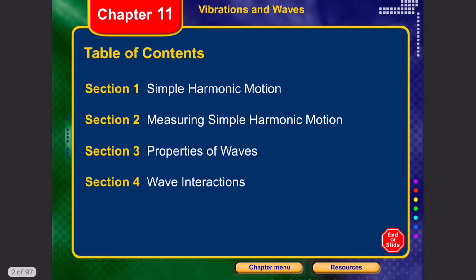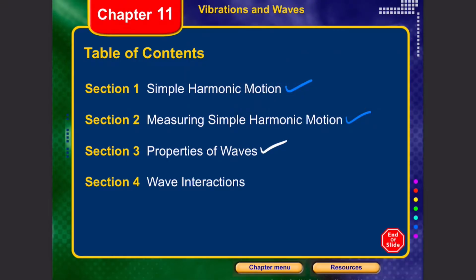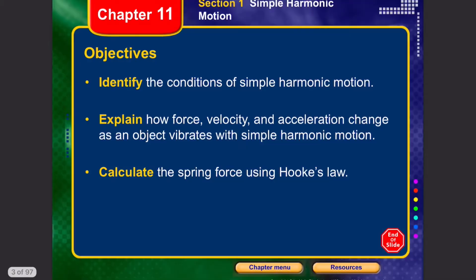In this module we're going to discuss four sections: simple harmonic motion, how to measure simple harmonic motion, properties of waves, and wave interactions. Let's start with section 1, simple harmonic motion.